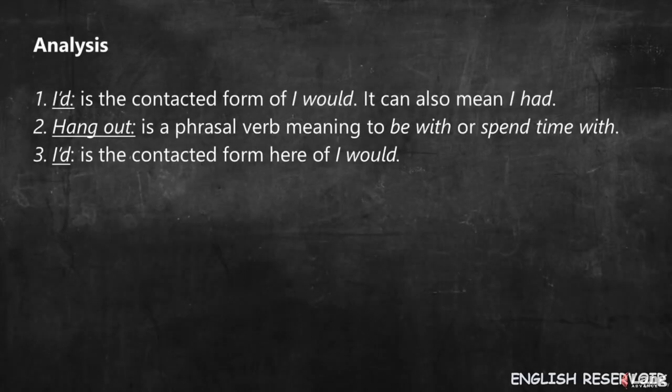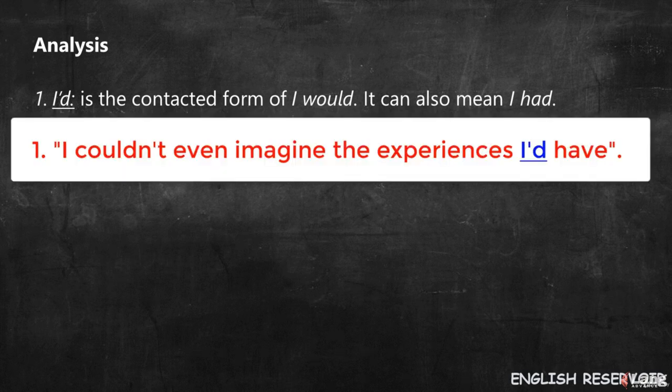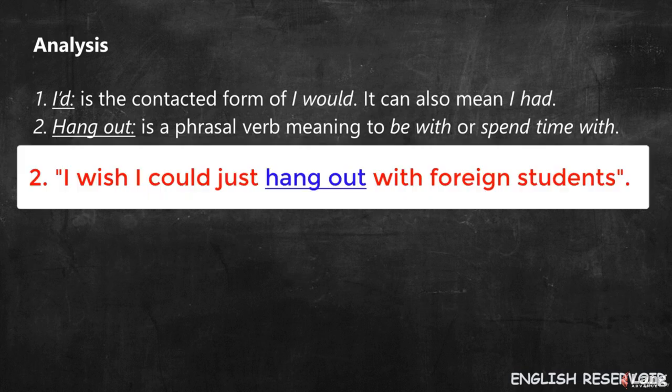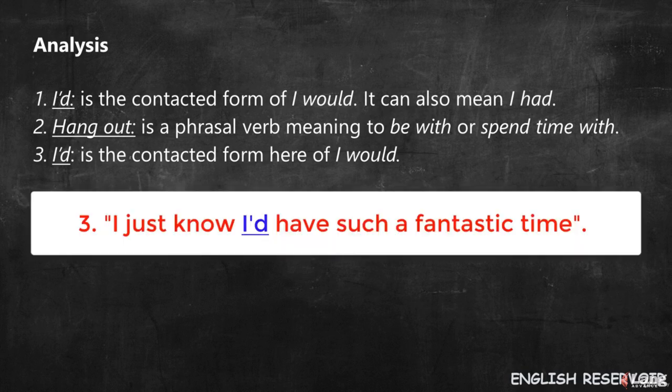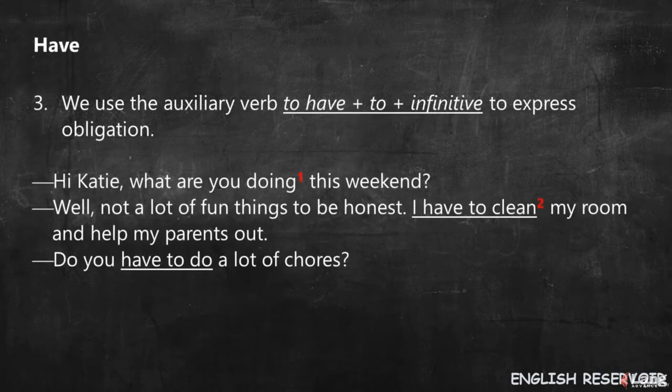Analysis. 1. I'd is the contracted form of I would. It can also mean I had. 2. Hang out is a phrasal verb meaning to be with or spend time with. 3. I'd is the contracted form here of I would. Have. 3. We use the auxiliary verb to have plus to plus infinitive to express obligation.